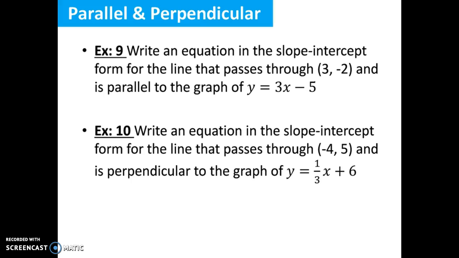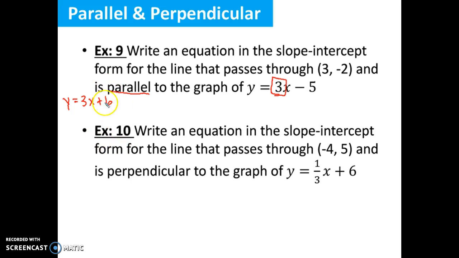And then for example 9, I want to write the equation in slope-intercept form, so that's mx plus b, for the line that passes through 3, negative 2, and is parallel to the graph of y equals 3x plus 5. To start with, I'm going to look at 3x plus 5, and I see that my slope is 3. A parallel line has the same slope, so that means my new slope is going to be 3. So I have y equals 3x plus b.